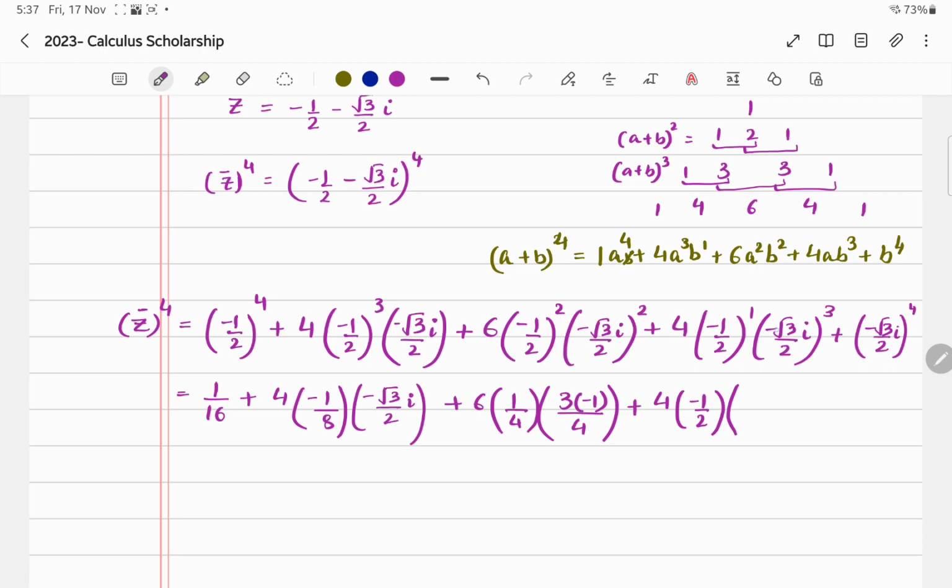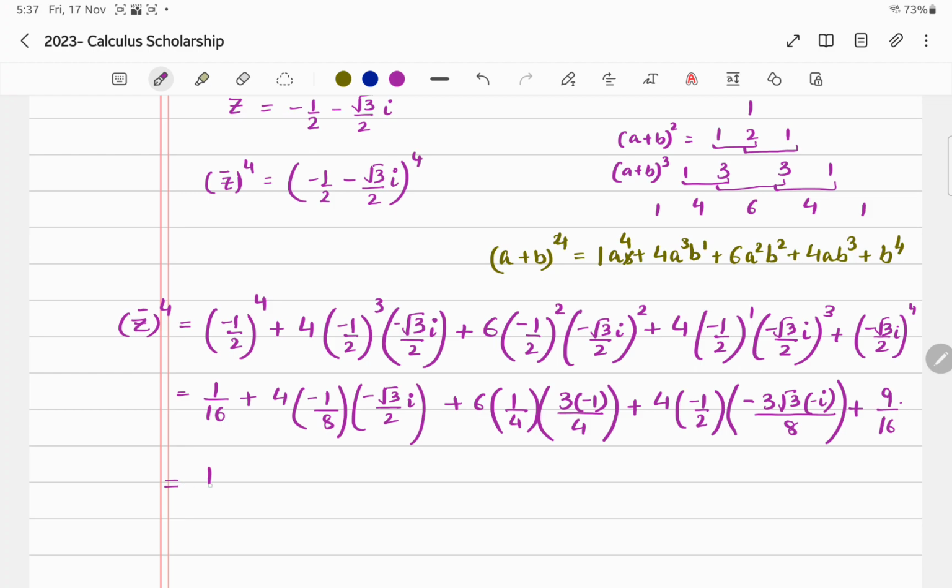So here minus 1 minus cube is going to be a negative answer. Root 3 cube is going to be 3 root 3. I cube is going to be minus I, because I square is minus 1 times I is going to be minus I, over cube is going to give me 8, right? Plus, minus to the power of 4 is positive. Root 3 to the power of 4 is 9, over 16. I to the power of 4 is 1. So we don't have to write that, right?